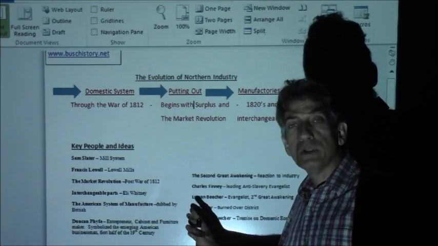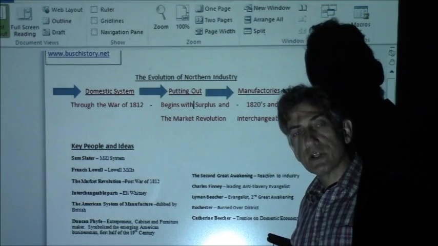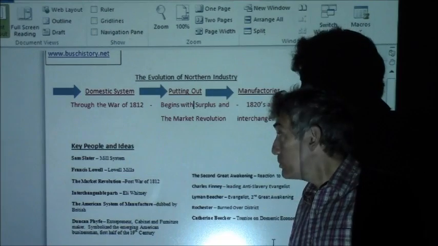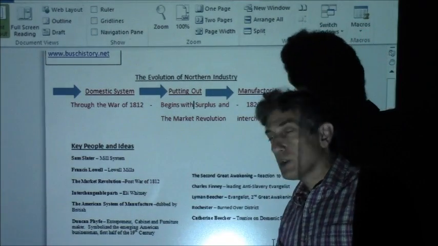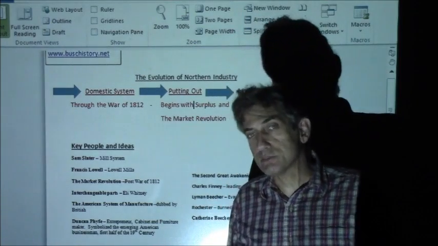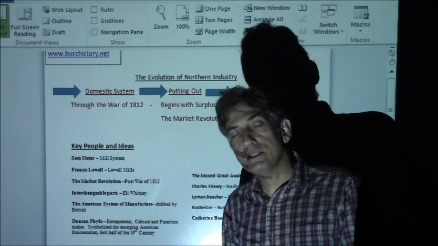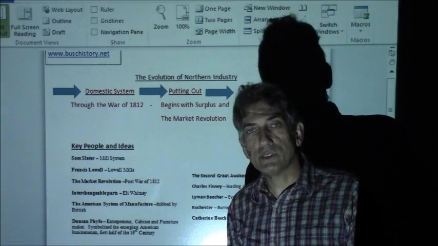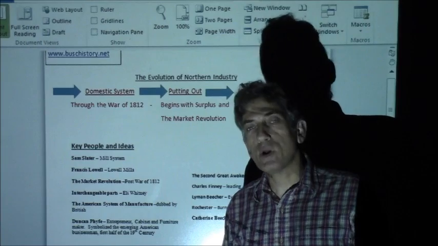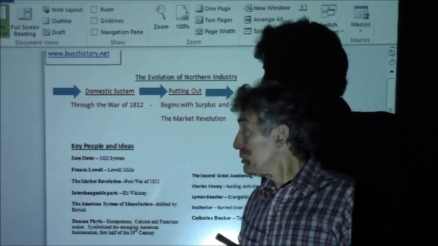There are important people and terms up here I'd just like to hit you with pretty quickly. And again, if this is a little difficult to see, it is in the Topic 8 folder on the Busch History website. Sam Slater is officially the father of the American industrial mill system primarily. He was an industrial spy, came over from England in the late 1700s and memorized what the British mill system was like and brought that to the United States, and we developed the first mills from Sam Slater.